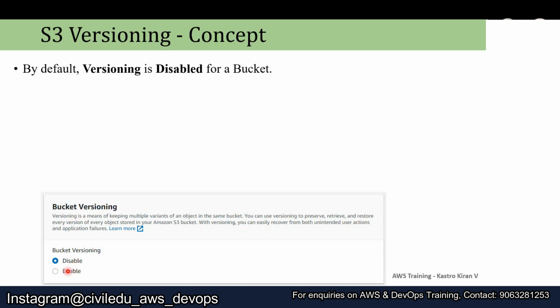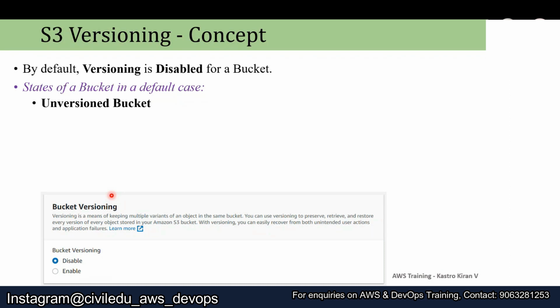Now, what happens when you enable versioning for a bucket? With or without enabling versioning, a bucket can be in three states. The first state is called an unversioned bucket. What is an unversioned bucket? When you create a bucket, versioning is disabled by default. Such a bucket is called an unversioned bucket. So what is an unversioned bucket?